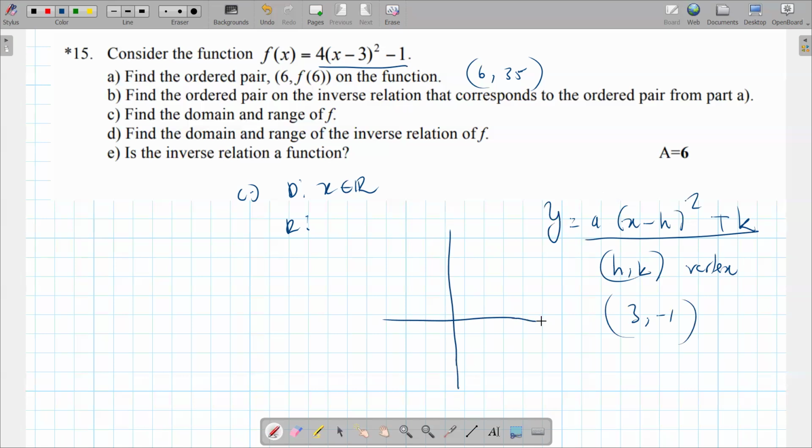Is this parabola opening up or down? Up. It's opening up. So you have a vertex at (3, -1). We don't really care about the x-intercept. And the function is opening up. So what's the range of this quadratic? y has to be greater than or equal to -1. Perfect, yes.